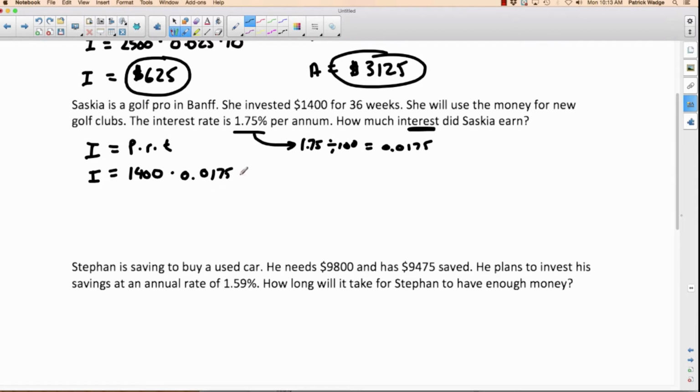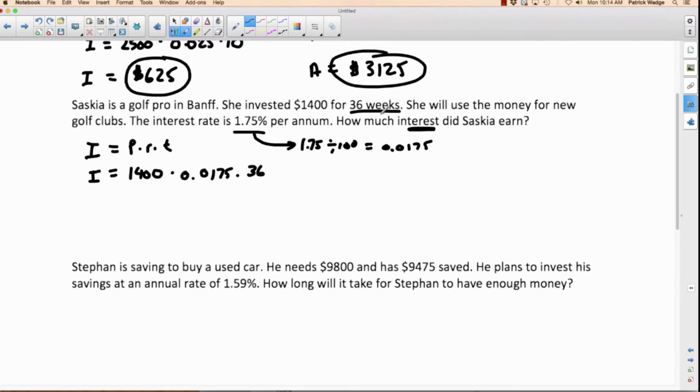Now, even trickier. We have to multiply that by the time, and the time is right here, 36 weeks. So do I go time 36? No. How come? Because that's in weeks. We want it to be in years. If you put 36 here, it means that she invested it for 36 years. She's going to make a lot of money. This is just 36 weeks. It's not very long. She's not going to make very much money. That's less than a year.